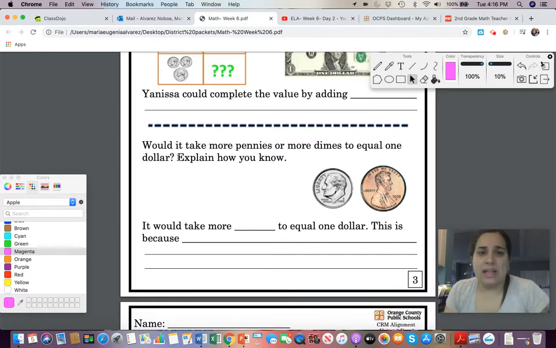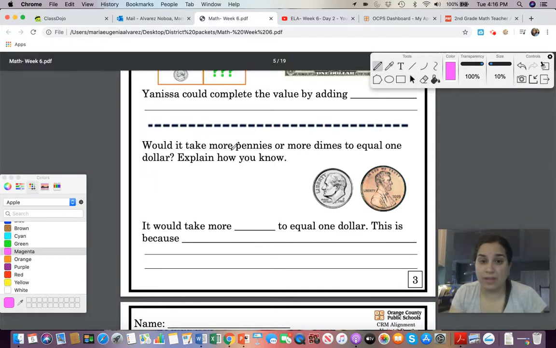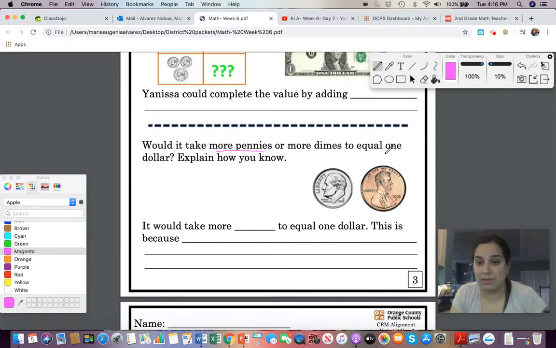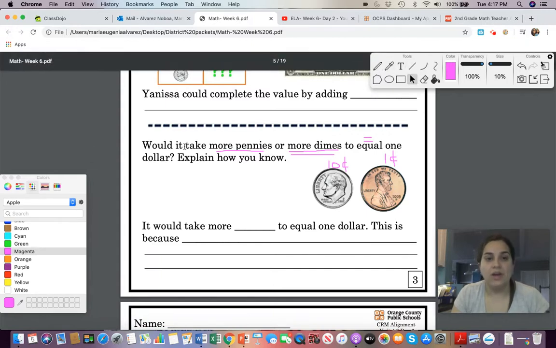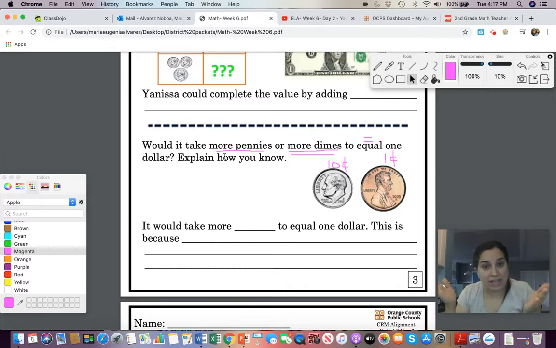The next part and the last part for today. Would it take more pennies? These are pennies, which are worth 1 cent. Let me write the symbol for cent. Or more dimes. These are dimes right here, and they're worth 10 cents. To equal, remember, equal means the same, to equal $1. So let's read that again. Would it take more pennies or more dimes to equal $1?